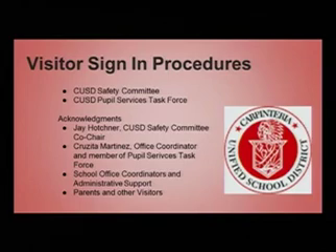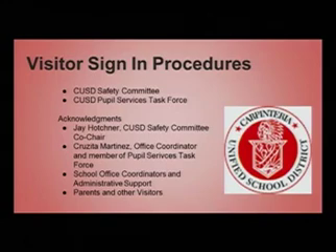So we're going to start here with our visitor sign-in process and procedures. And I just want to mention that this has come about after a lot of time and energy and a couple of committees, one of them being the CUSD Safety Committee, but also our Pupil Services Task Force. That was a committee that we met with last year to look at how we dealt with student records, to look at student confidentiality.